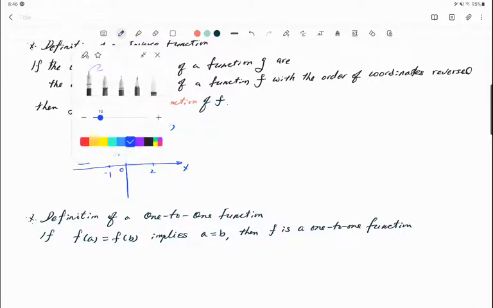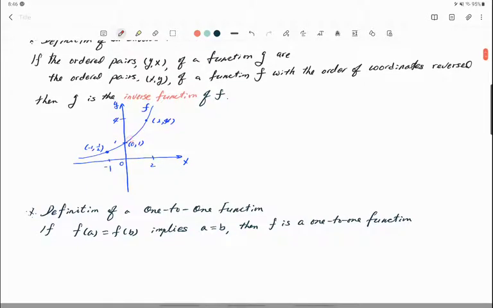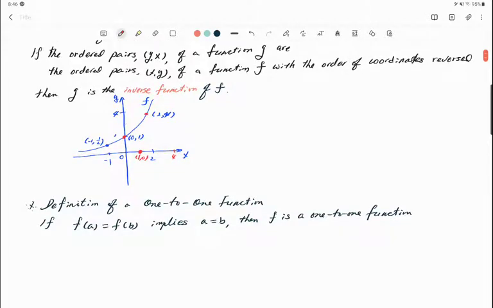Then the inverse function g is simple. What you do is switch the x coordinate and the y coordinate. Just switch it. So the coordinate of this point will be 1, 0 instead of 0, 1. So this point will be coming up here. And then this point, 2, 4 will be 4, 2. So let's say this is 4 and y equals 2.